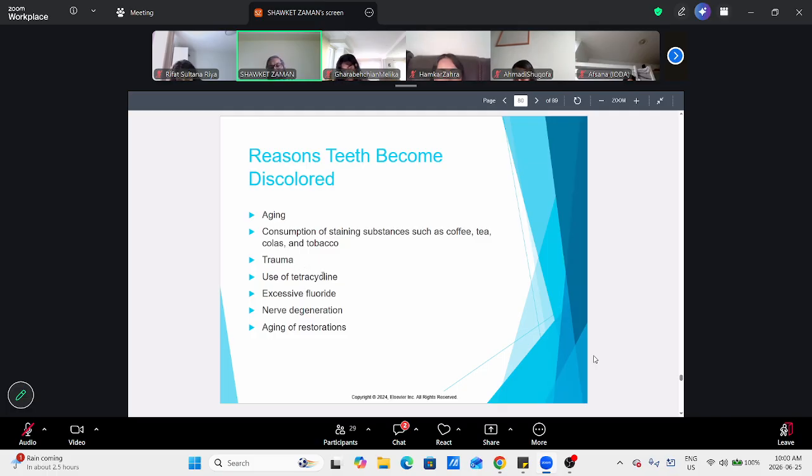Use of tetracycline, which was also mentioned before, is one kind of antibiotic. And when pregnant women use this antibiotic, it can easily cross the placental barrier and discolor the tooth, and we can see a bright yellow color of the teeth. That is called tetracycline disorders. Or even we do not give the antibiotic to patients of growing age because that also creates discoloration of the teeth. Excessive fluoride.